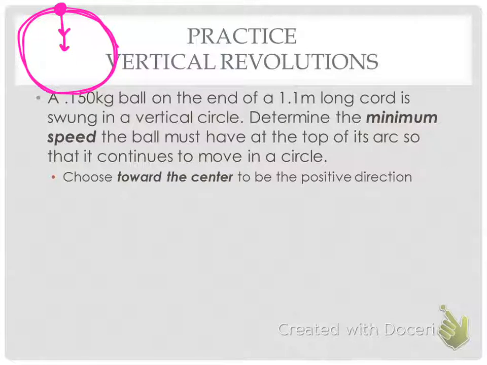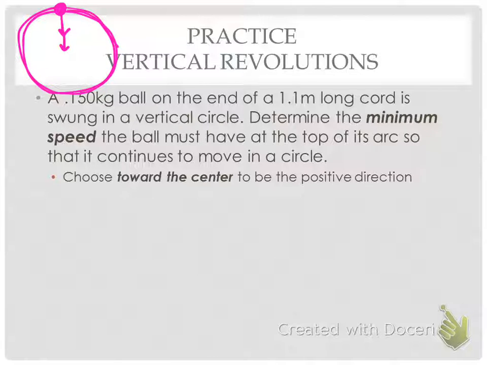Okay, so as we're looking at this vertical circle, we want to find the minimum speed the ball must have so that it continues to move in a circle. Continues to move, okay? So as we are twirling this thing in a vertical circle, what happens if I get moving too slow? What happens to my circular path?